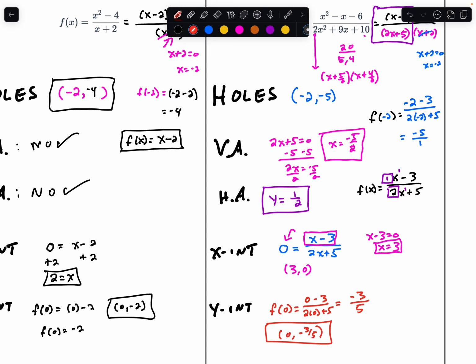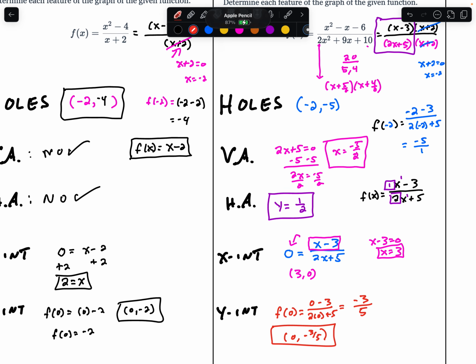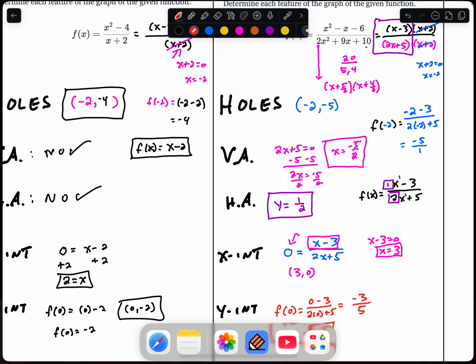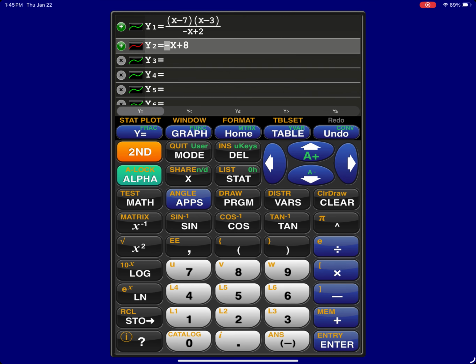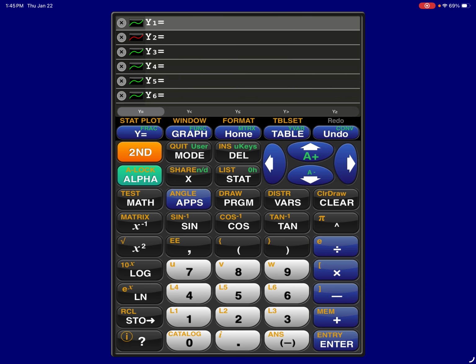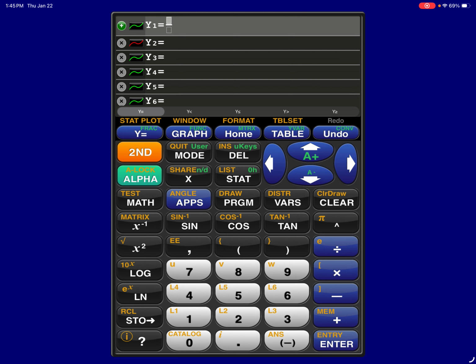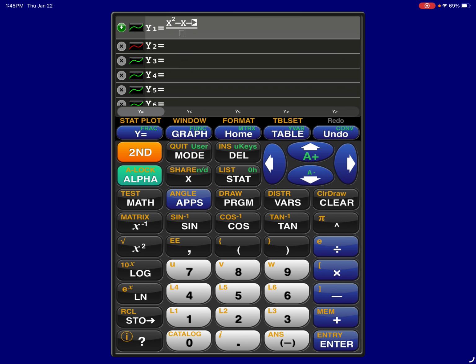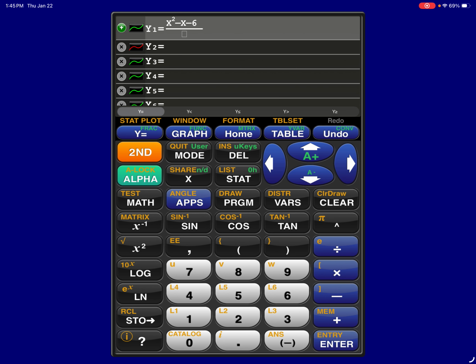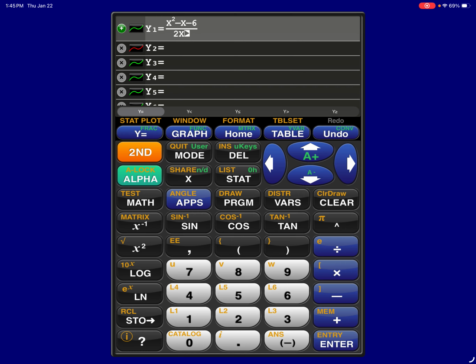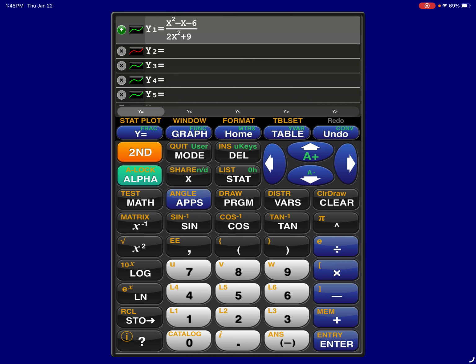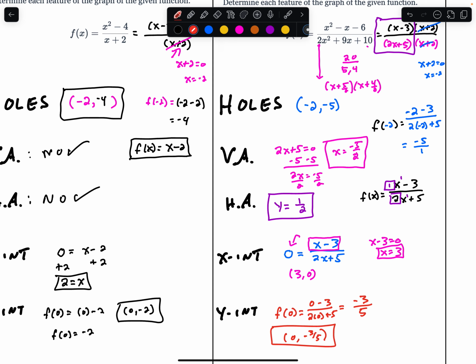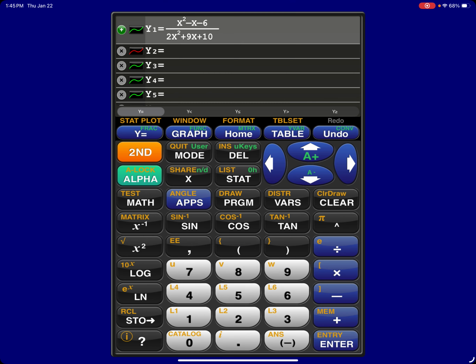All right? So if we wanted to take a look at graphing one of these, let's graph the top one, x squared minus x minus 6. Okay, so we're going to take a look at the graph of that. Let's clear this out of here. We've got Alpha Y equals, just throw it right in the top. So I would get x squared minus x minus 6 on the top, and the denominator is 2x squared plus 9x. Was it plus 10? I think it was plus 10. Let me just double check. Plus 10 it is.